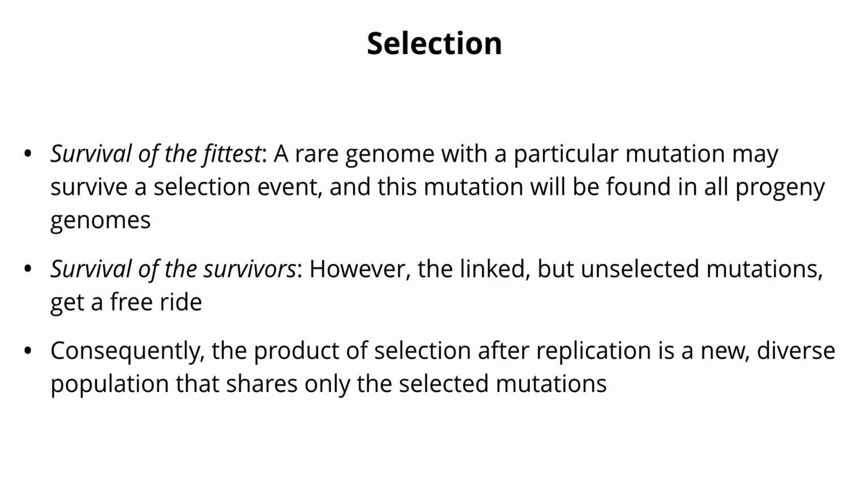We call that survival of the survivors. The linked but unselected mutations come along and get a free ride. And those may have a role later on in another selective force that occurs. So this is why having a diverse population, a quasi-species, is so important. It gives the virus flexibility to be able to adapt to new environments.